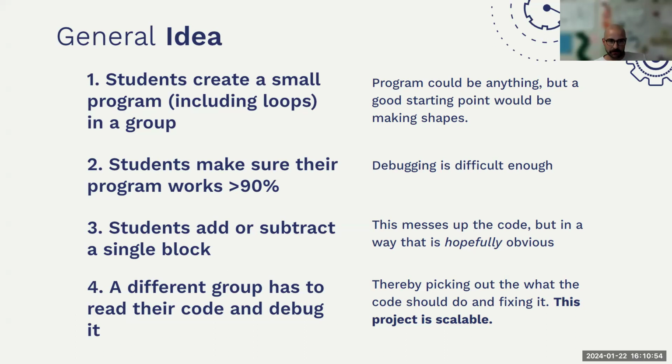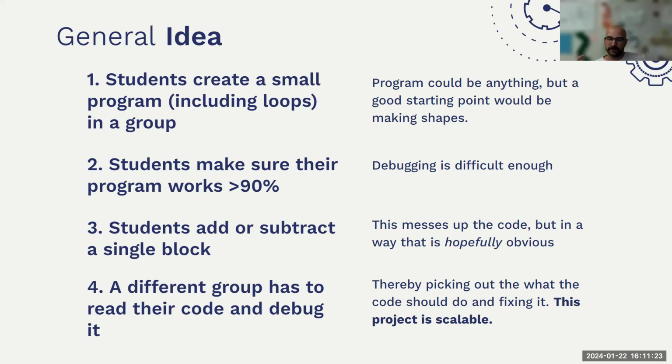The next step is that that group adds or takes away a block of code to make the program not work anymore. Okay. Then you give that program to a different group, which has to read their code. So they have to figure out what their code was trying to do in the first place and then debug it. So either add a piece of code in or take a piece of code away.